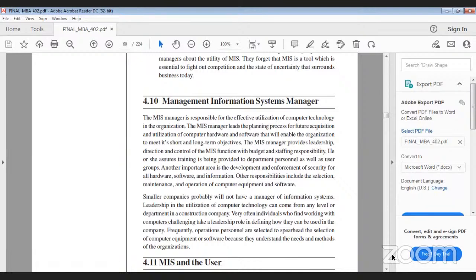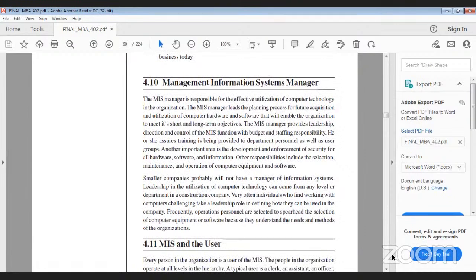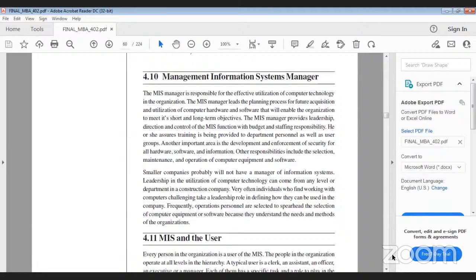Smaller companies probably will not have managers of information systems. Leadership in the utilization of computer technology can come from any level or department in a construction company. Very often, users who find working with the computer challenging take a leadership role in defining how it can be used in the company.